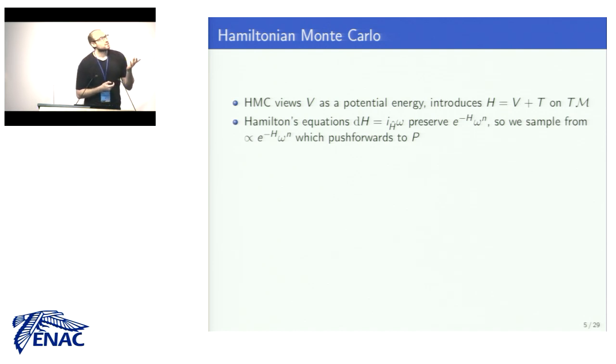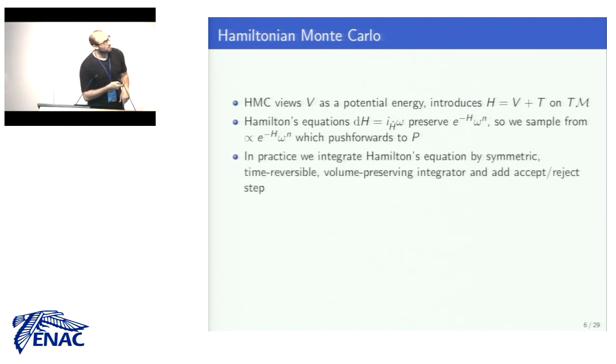preserve both the symplectic volume, ω^n, and the Hamiltonian H. So they preserve the canonical distribution e^{-H} ω^n. And what you're going to do is generate samples from e^{-H} ω^n, and then push them forward to P, because by construction, P is the push forward of that extended distribution. In practice, you cannot integrate Hamilton's equations exactly.